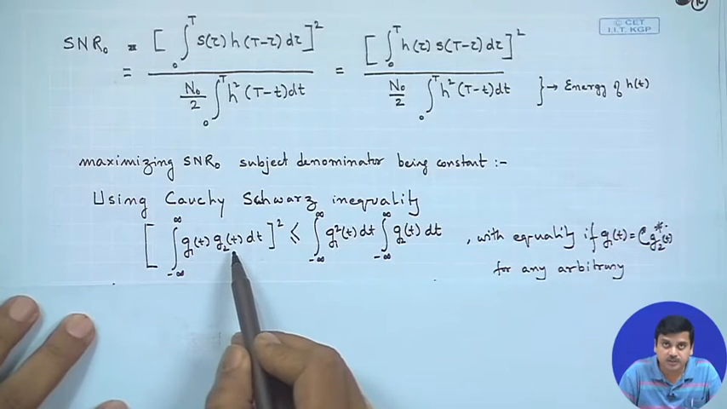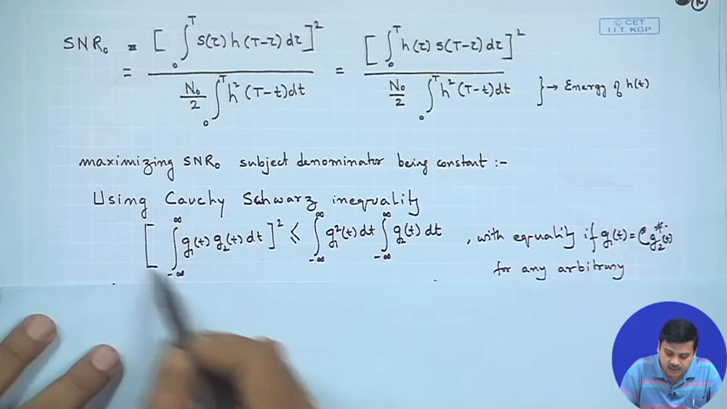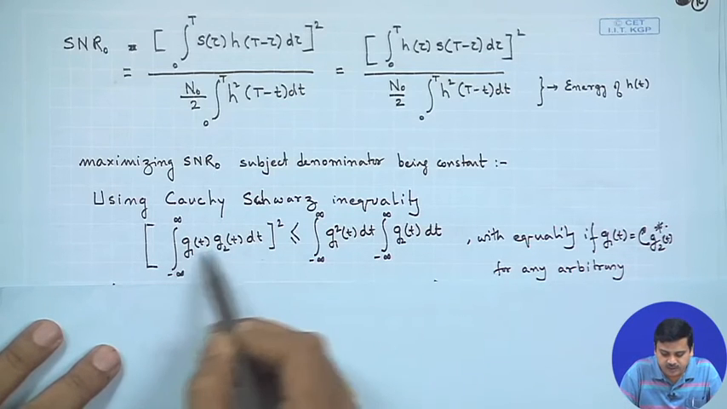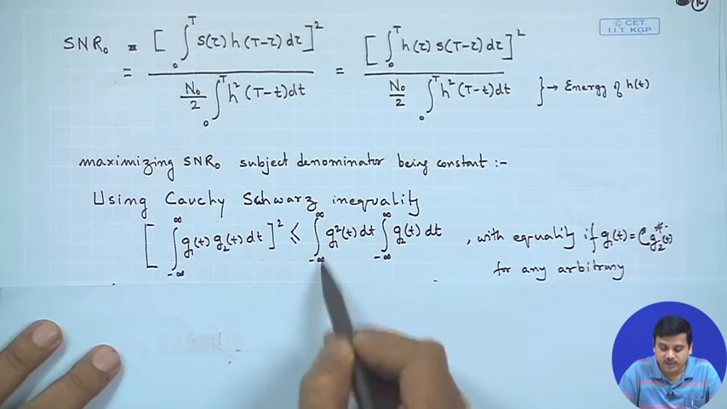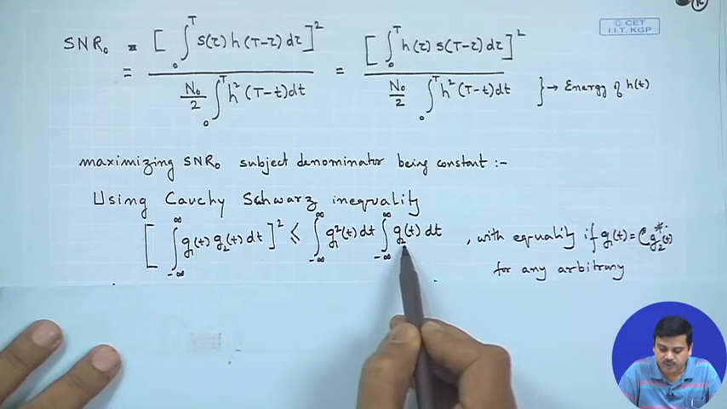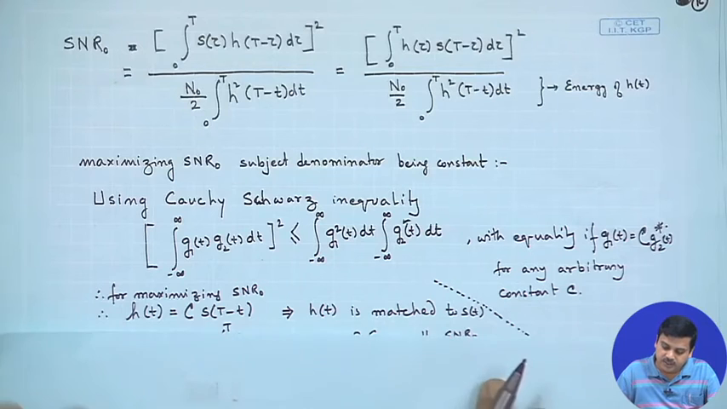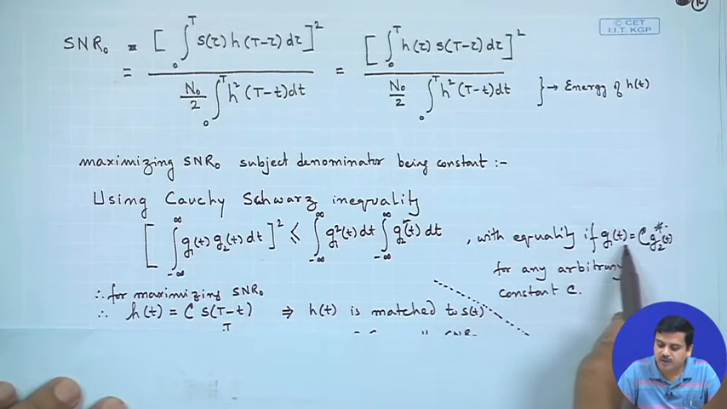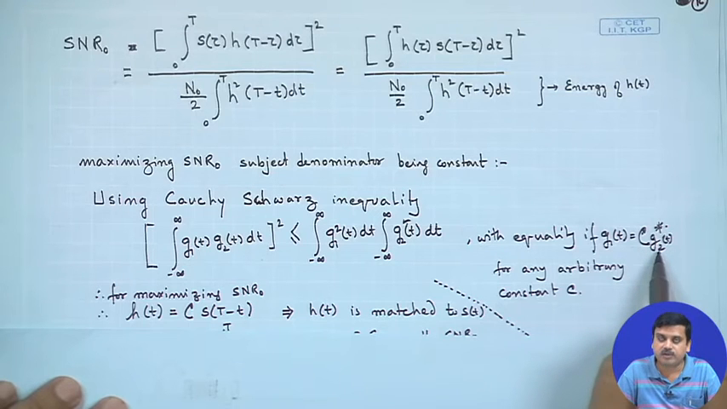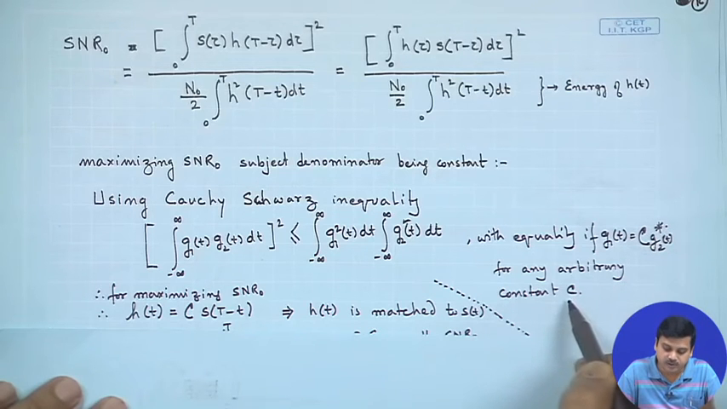So, according to the Cauchy-Schwarz inequality, if G1 and G2 are two functions or two signals, this inequality is satisfied. That means the integral of G1 G2, squared, is less than or equal to the integral of G1 squared times the integral of G2 squared. This holds with equality if one of the functions is some scalar multiplied by the other function, and in the complex case there has to be a conjugate, for any arbitrary constant c.